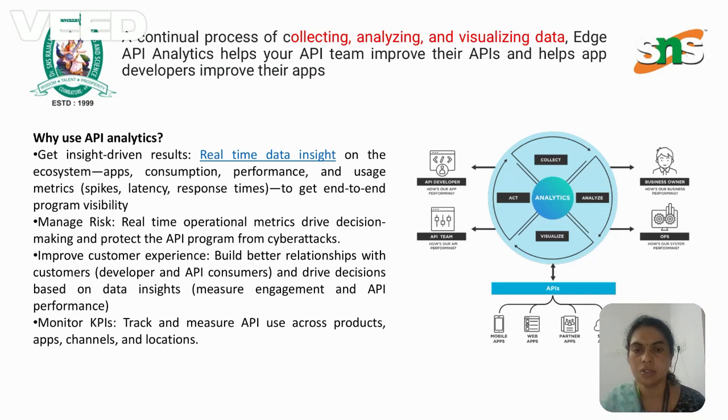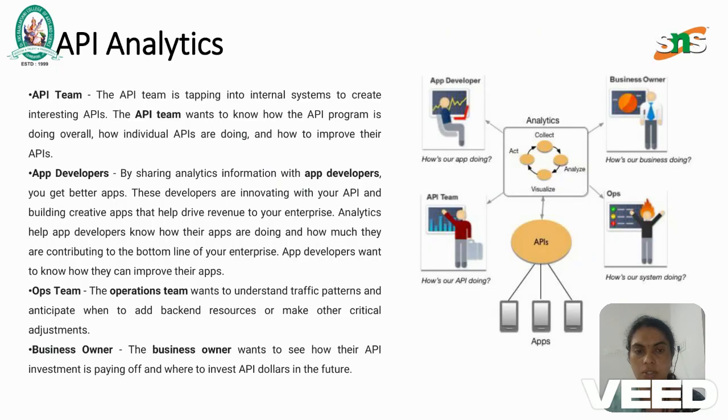It manages risk with real-time operational metrics-driven decision-making to protect the API program from cyber attacks, and it improves the customer experience by building better relationships with customers, that is developers and the API consumers, and drives decisions based on data insight, that is, it measures engagement and API performance. Next, it monitors the KPIs, that is, it tracks and measures API use across products, applications, channels, and locations.